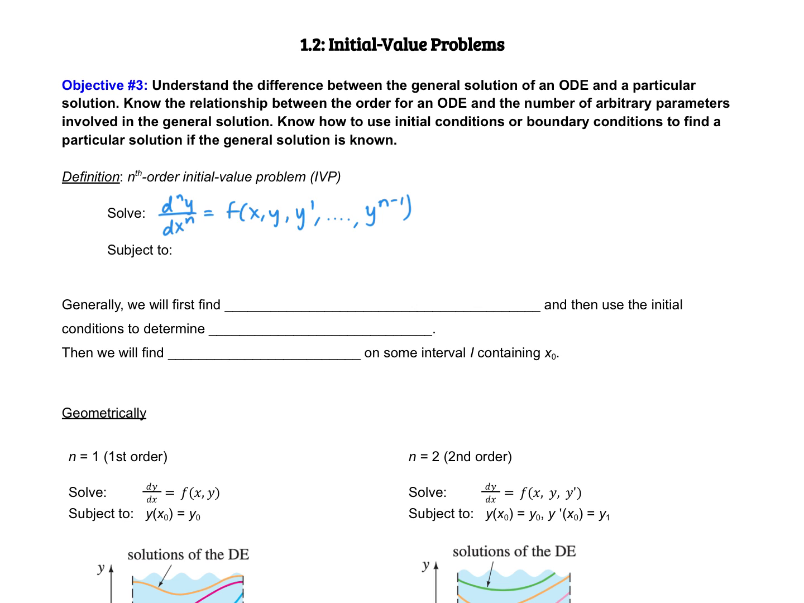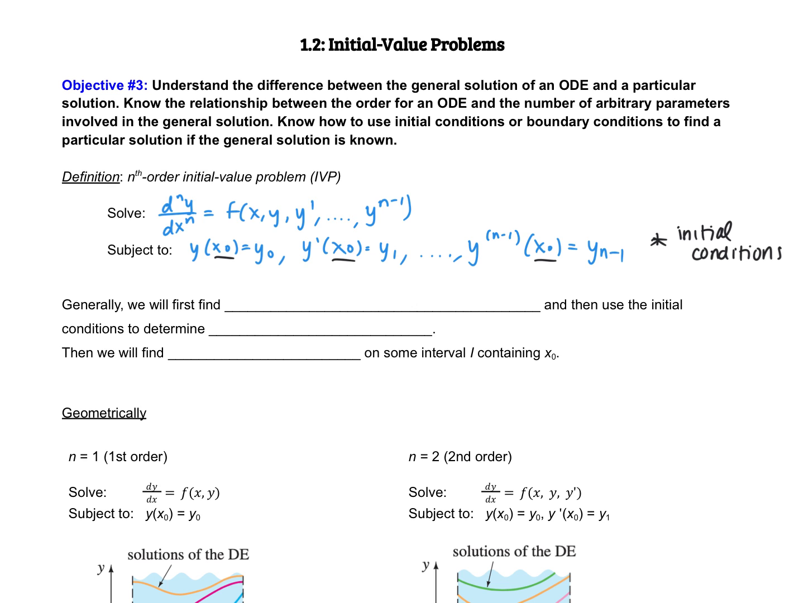And so in order to find those, you're going to have what we call the initial conditions. So that is subject to y of x naught is equal to y naught, y prime of x naught is equal to y1, all the way up to y to the n minus 1 of x naught is equal to y of n minus 1. These, as I said, are called the initial conditions. And what you're going to notice is all of the initial conditions are at the same x value.